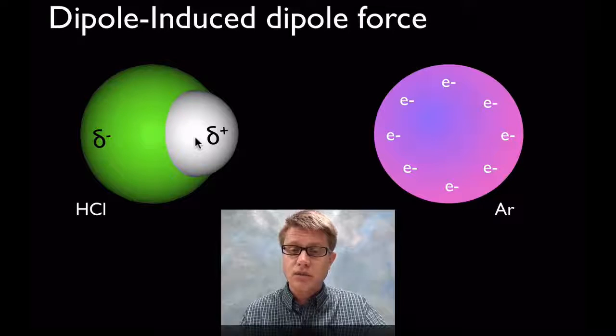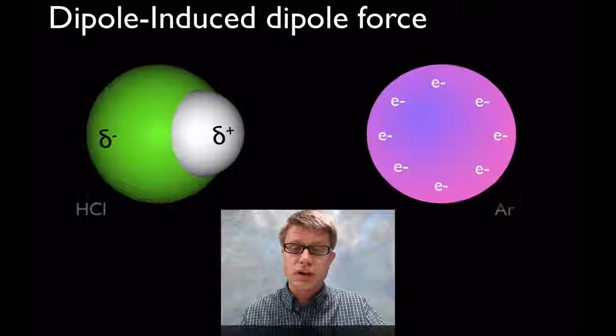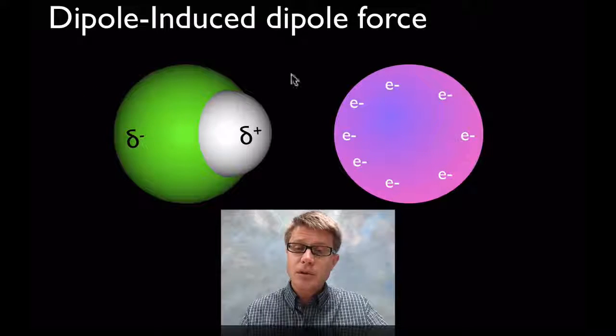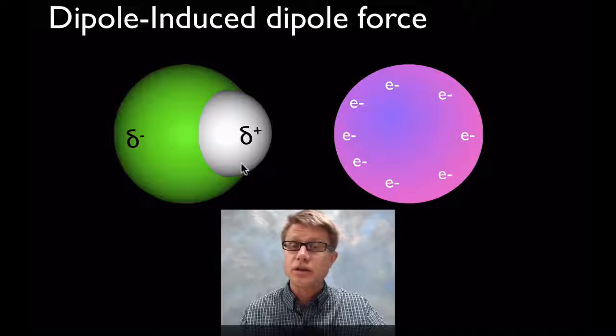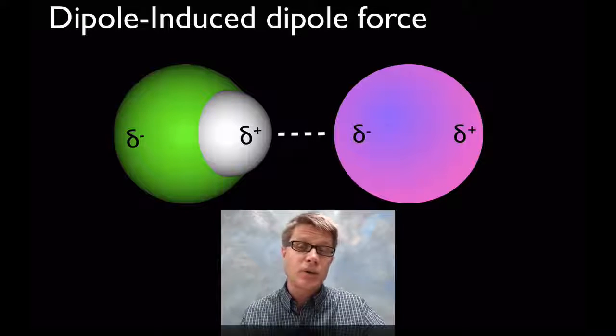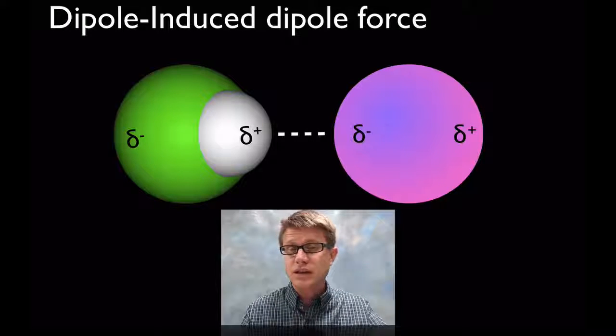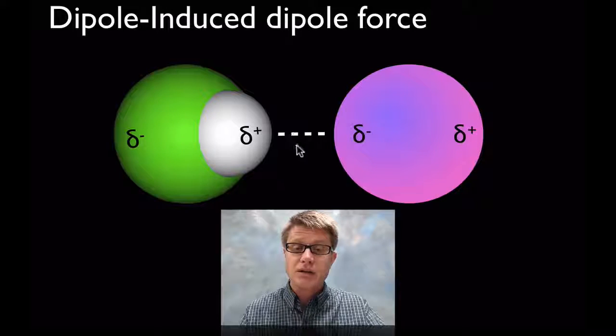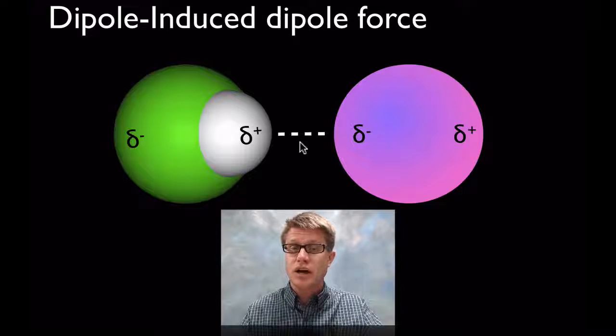Well, as it comes closer, watch what happens as argon approaches hydrochloric acid. Some of those electrons on its surface are going to be attracted towards this positive charge of the hydrogen. And as a result, what we're going to create is a temporary dipole or an instantaneous dipole. It just happens for a fraction of time, but now we have this force holding them together, a force between the dipole and an induced dipole.